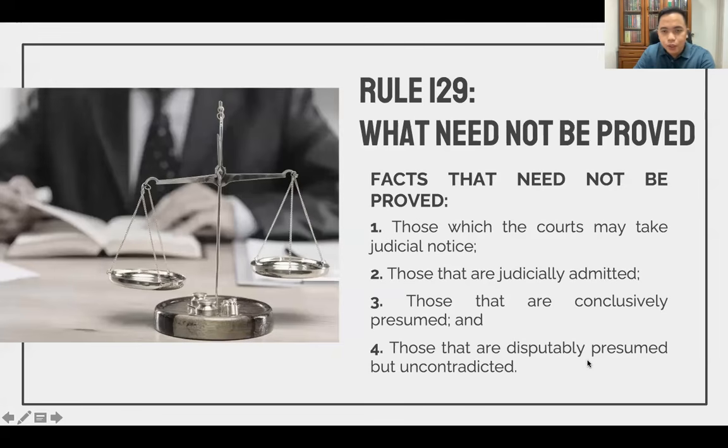Okay, Rule 129. When you say judicial notice, class, this refers to facts which do not need to be proven in court. So what are facts that need not be proven in court? Number one, those which the courts may take judicial notice of. Two, those that are judicially admitted. Three, those that are conclusively presumed. And four, those that are disputably presumed but uncontradicted. So class, in these four enumerations, the court will no longer be admitting evidence to prove the same because they need not be proved. The court will take judicial notice thereof.